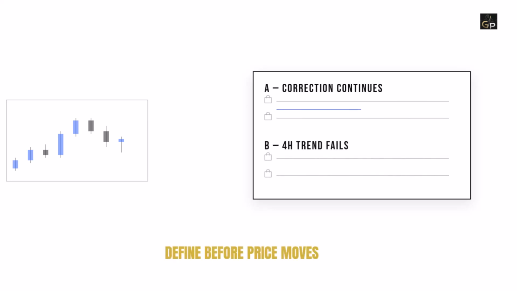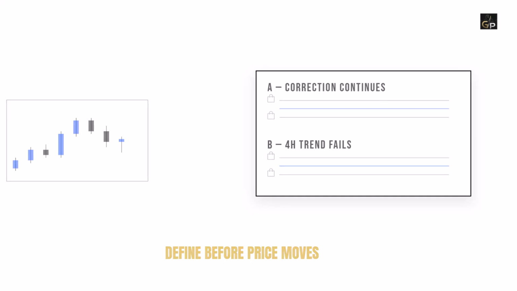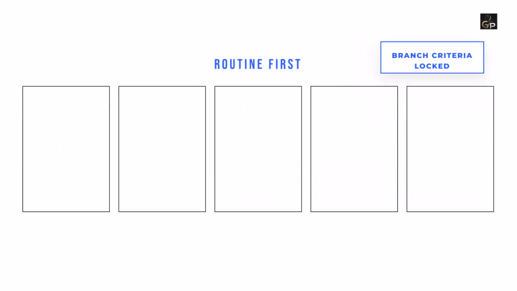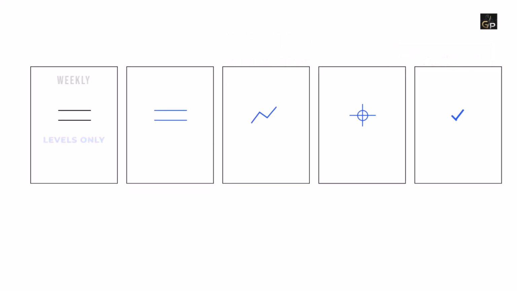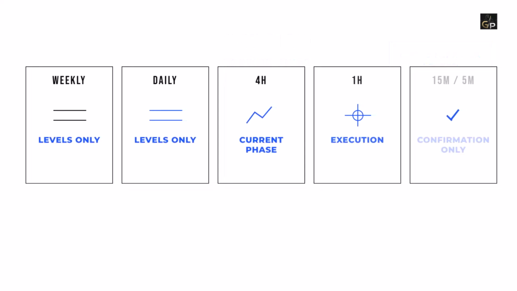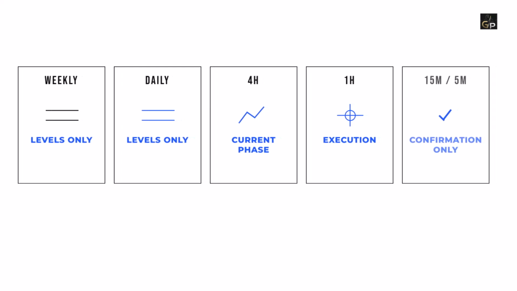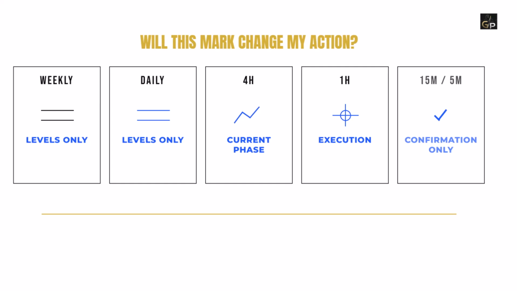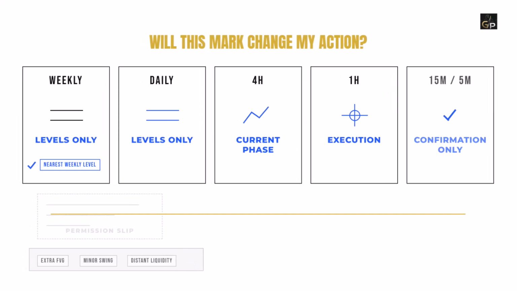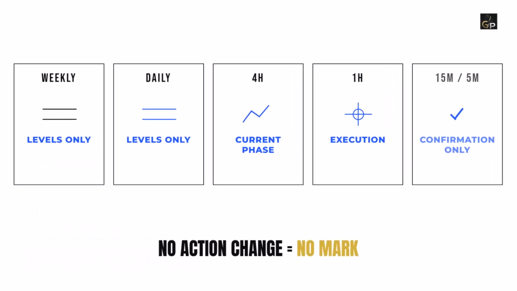We'll come back to that once we've been through the time frames themselves, because the routine has to be in place first. 5 charts, 1 job each, and a governing rule that overrides everything else. If a marking wouldn't change what you do, it doesn't go on the chart. Not because it's wrong, but because every unnecessary mark is another potential justification for a trade you shouldn't take.